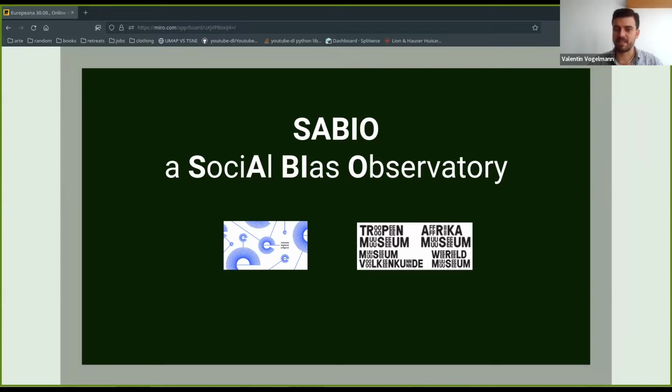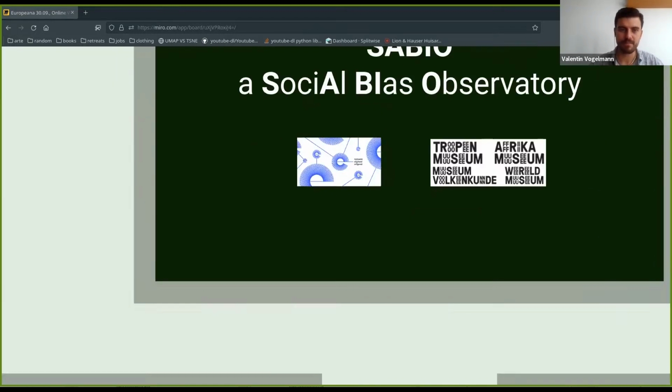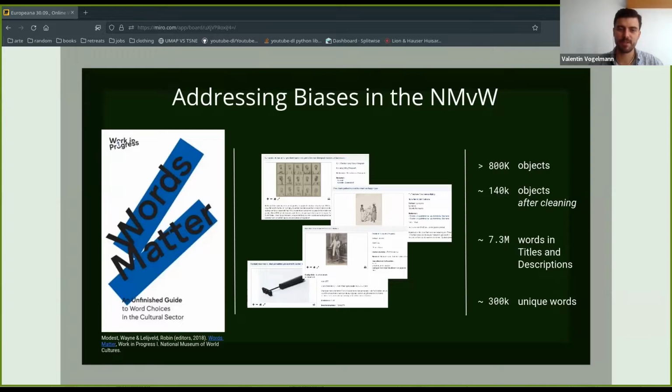So we have been developing the Social Bias Observatory specifically on their data sets and also in collaboration with them, which means that we've also been having quite a bit of back and forth on what their needs are, and how they would like this project to be shaped. So let me start with how they are addressing the biases in their collection. The NMVW is the shorthand for the National Museum of World Cultures.